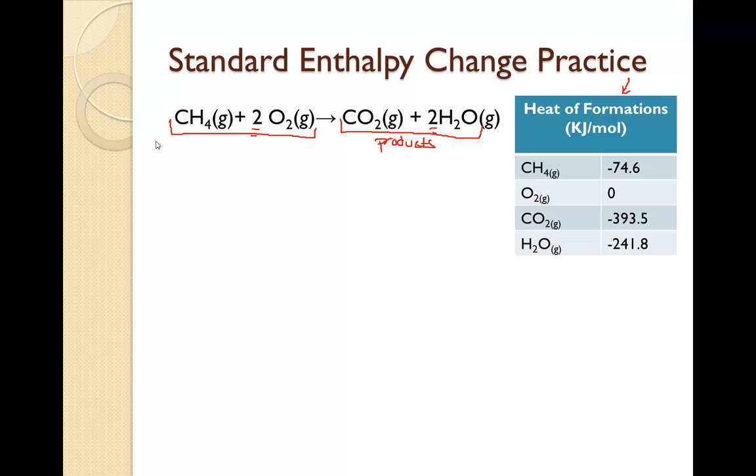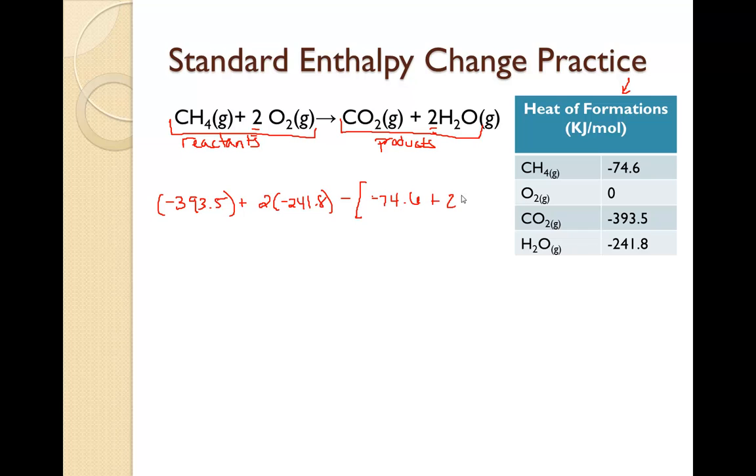Alright, so the products are CO2, negative 393.5. We only have one of them, plus we have two waters, which are negative 241.8, minus the reactants. So CH4, we have one of them, negative 74.6, and we have two oxygens, which are 0.